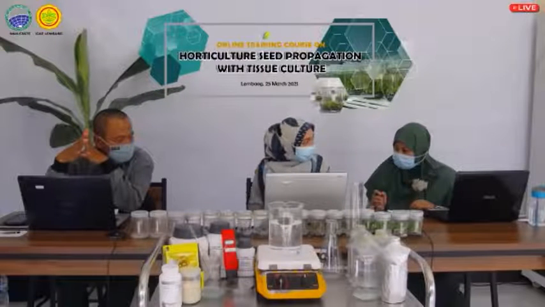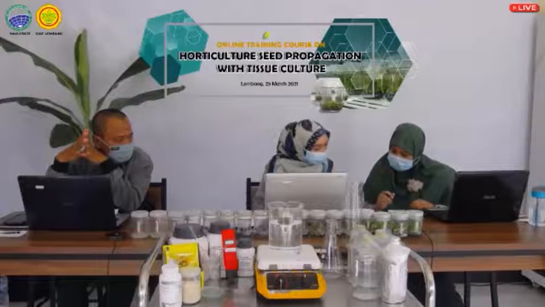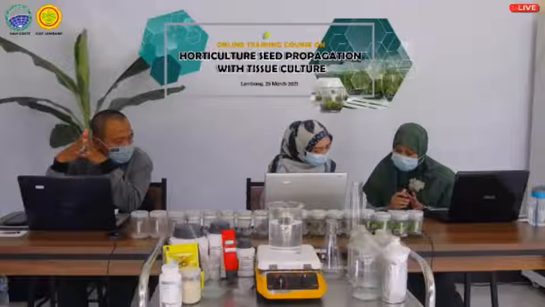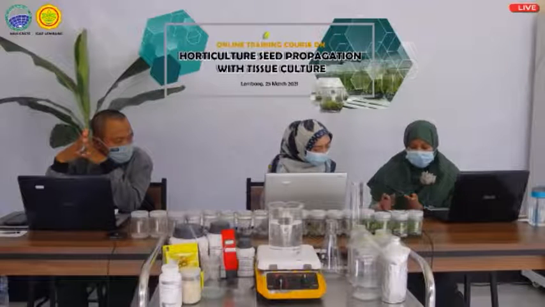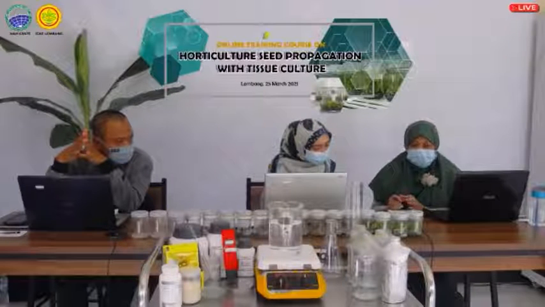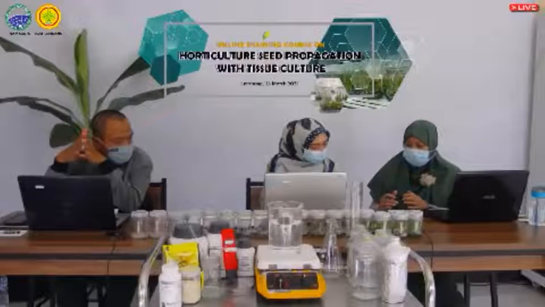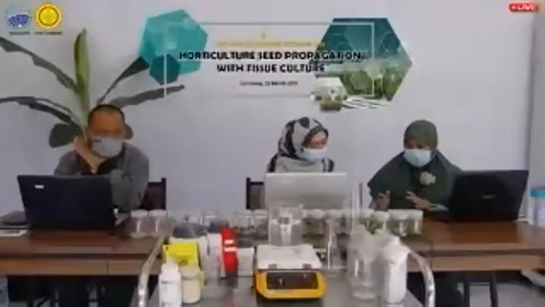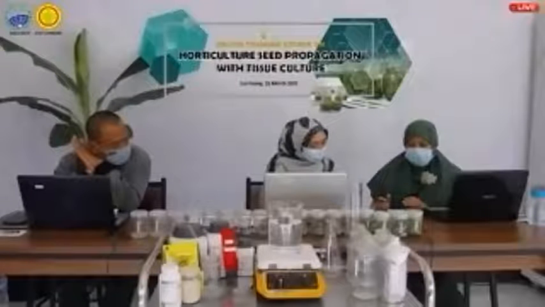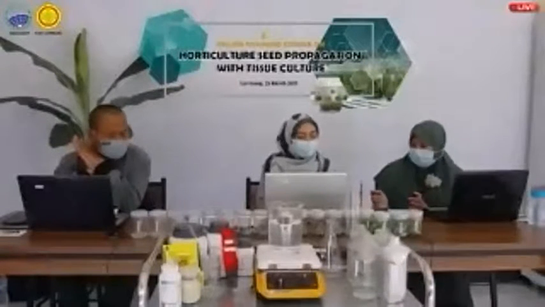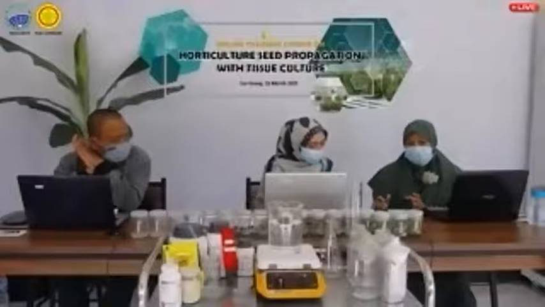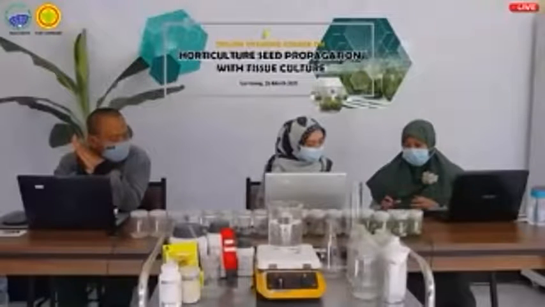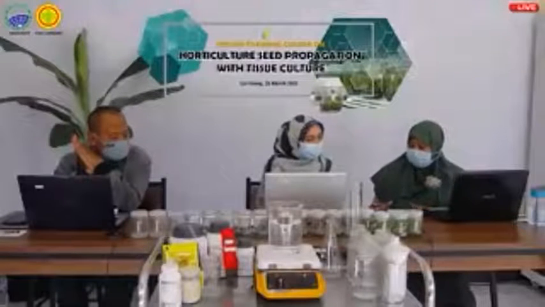Maybe because the pH range of the media is about 5.5 to 5.8, it's also related to the availability of the nutrients. So if the pH of the media is above or below this range, there is a possibility that the nutrients are not available to the plants. That's why we need to adjust the pH of the media, to make sure that the plants, or the eggplant, will get the nutrients from the media itself.